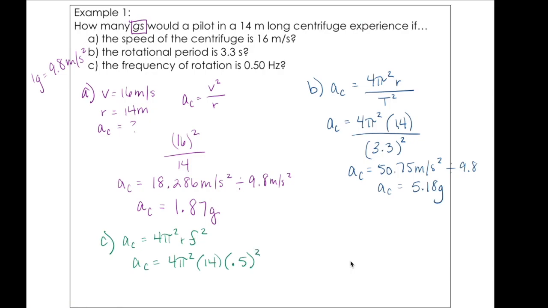Okay, and we find that our AC is 138.17 meters per second squared. Once again, we need to calculate it in terms of G's, and we'll get that our AC is 14.1 G's.